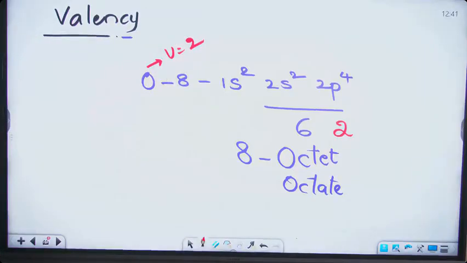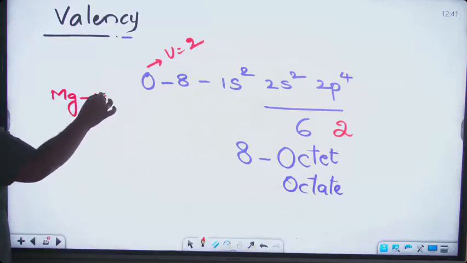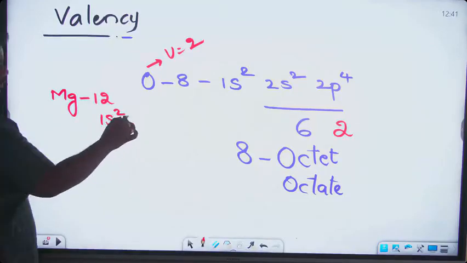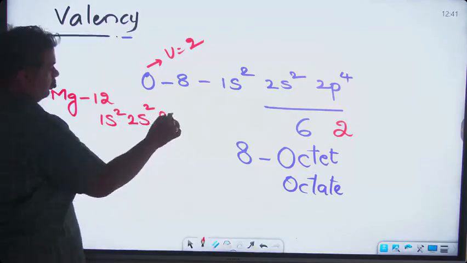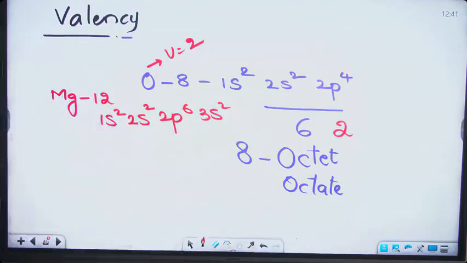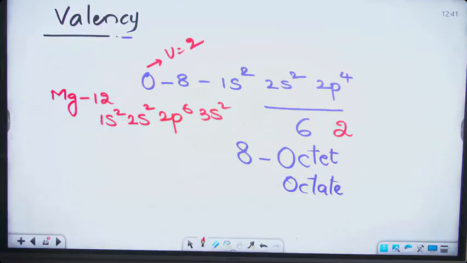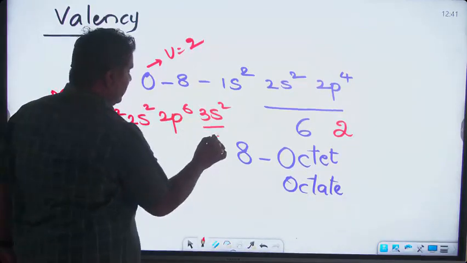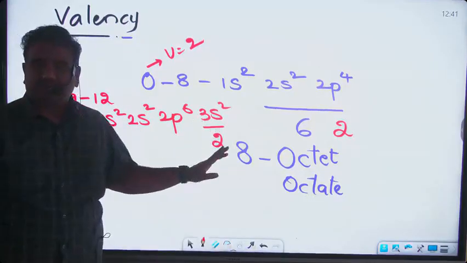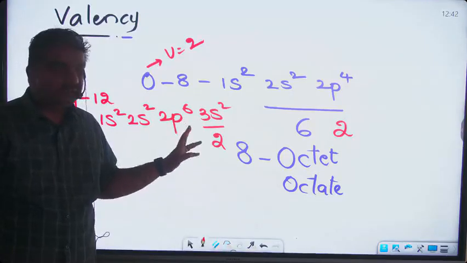Now, for example, if you talk about magnesium, the atomic number is 12. If you write the electronic configuration, it is 1s2, 2s2, 2p6, and then 3s2. So here in this case, how many electrons are in the last orbit? 2 electrons are present in the last orbit. But how many should the last orbit have? 8. If 8 are present, it is considered stable. But here there are only 2, so it needs to have 6 more.